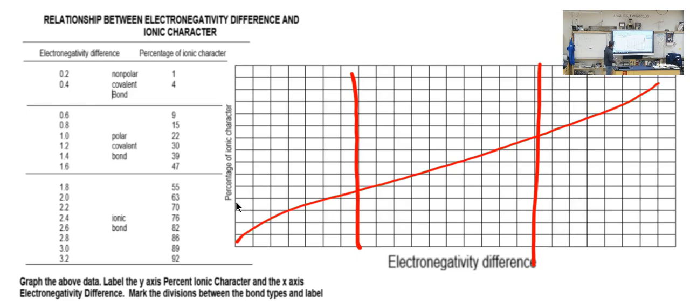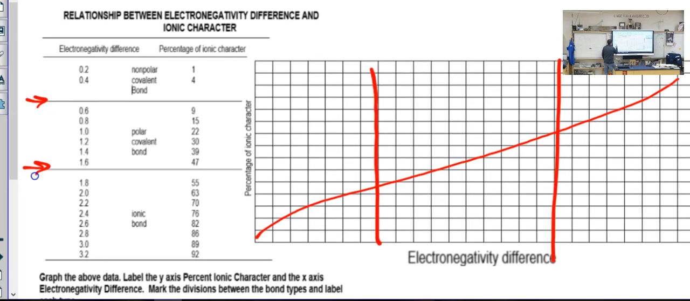It says mark the divisions between the bond types and label each section or something like that. So what we'll do is I'm taking these lines that are right here and I drew them vertical right here. So if you'll notice, this line is right around 1.7. So this would be that was the second one. So I'm just going to put 1.7 here and have that line. And the other line is at 0.5-ish, 0.6. The notes, I think it says it's 0.6. So put a line right there.